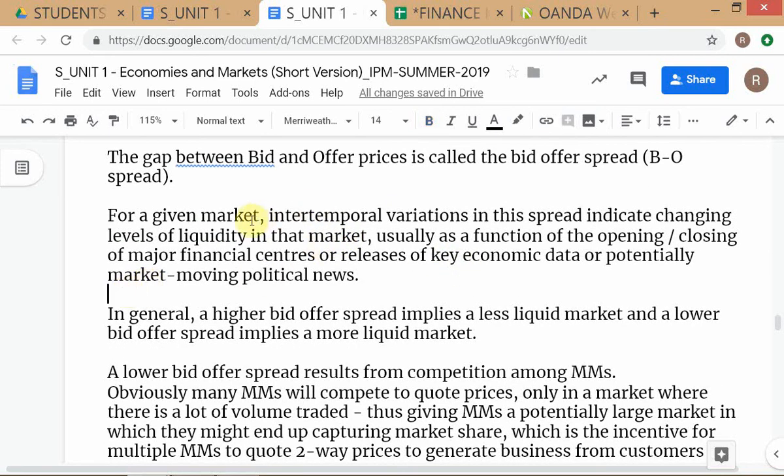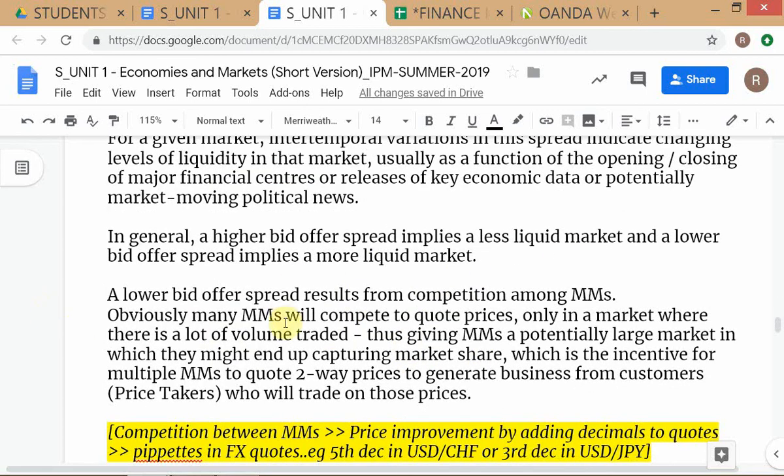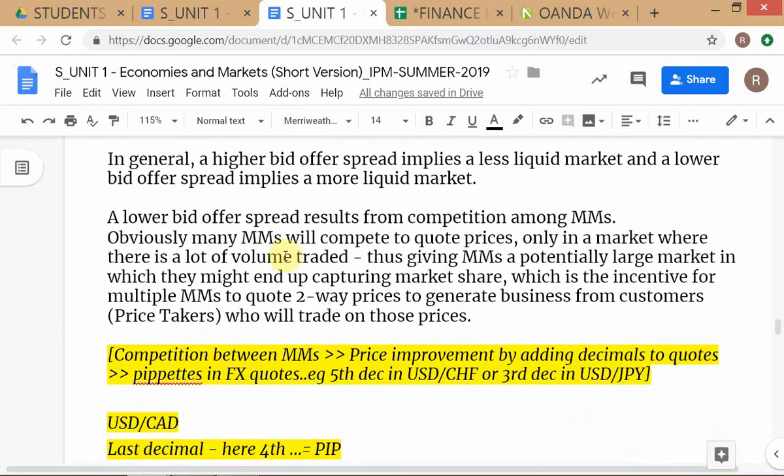So essentially here, big words, but what we are saying is the spread in any given market is not going to be the same all through the day. The spread will keep changing and it will reflect the level of liquidity in the market. A higher bid offer spread implies a less liquid market. Understand how the lower bid offer spread results from competition among market makers.